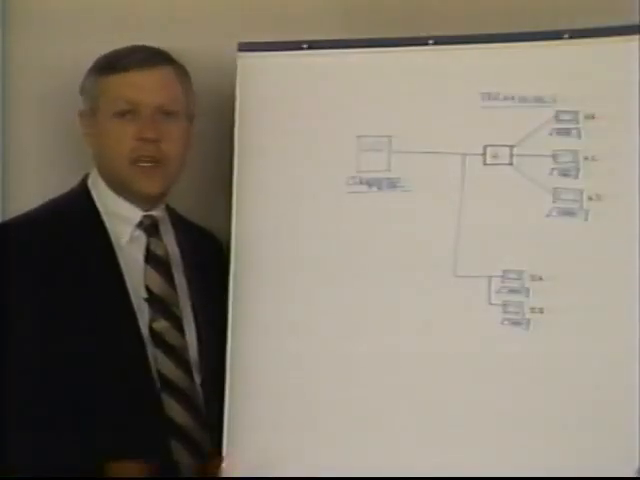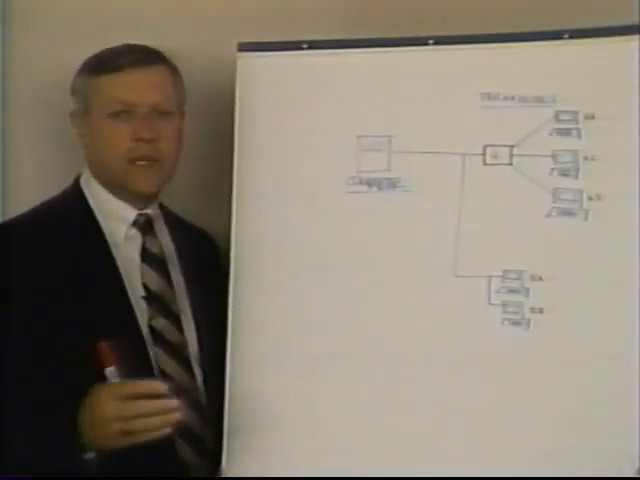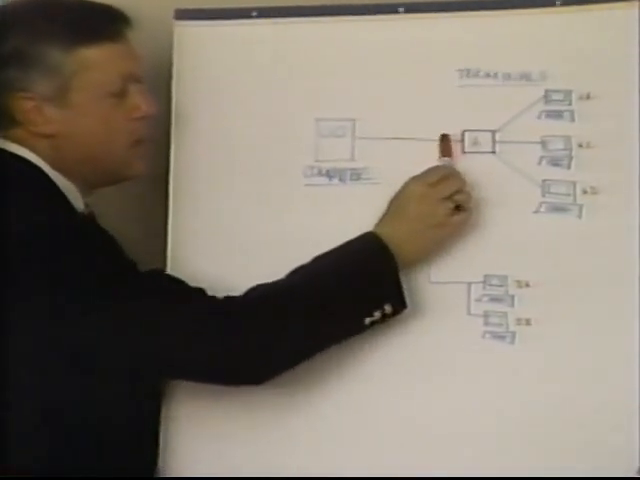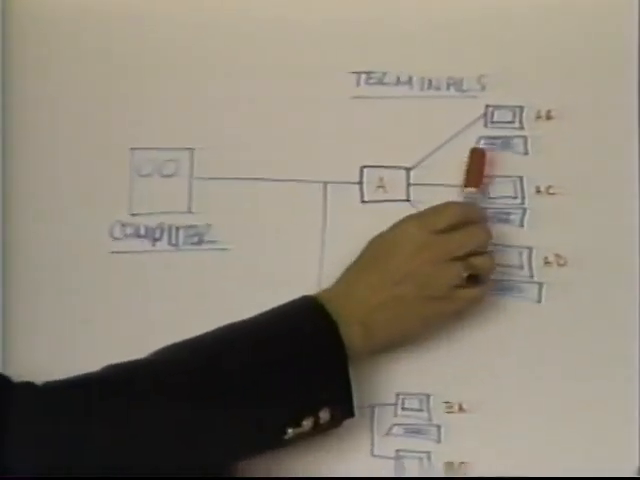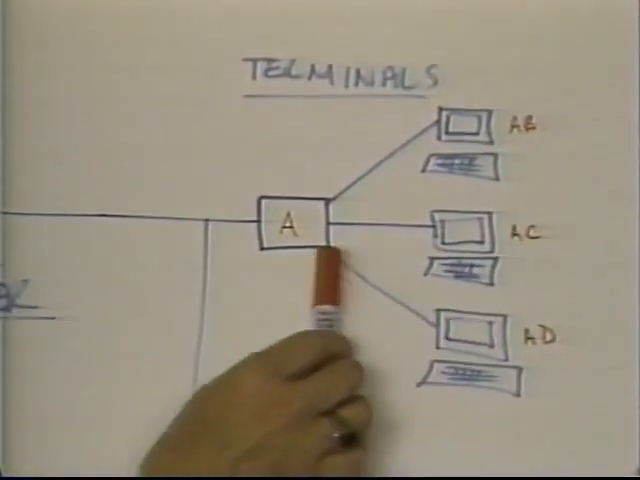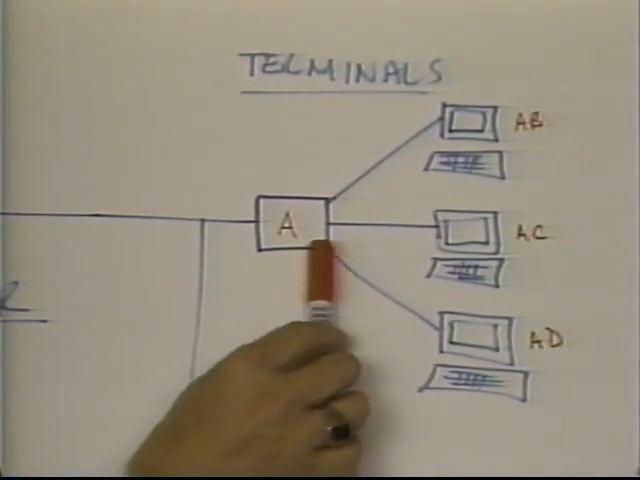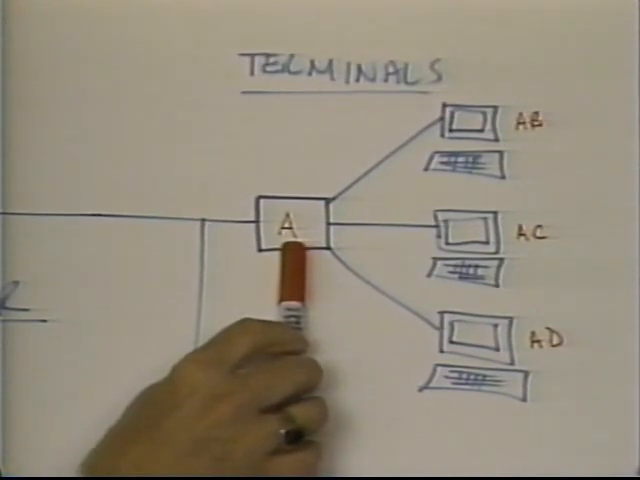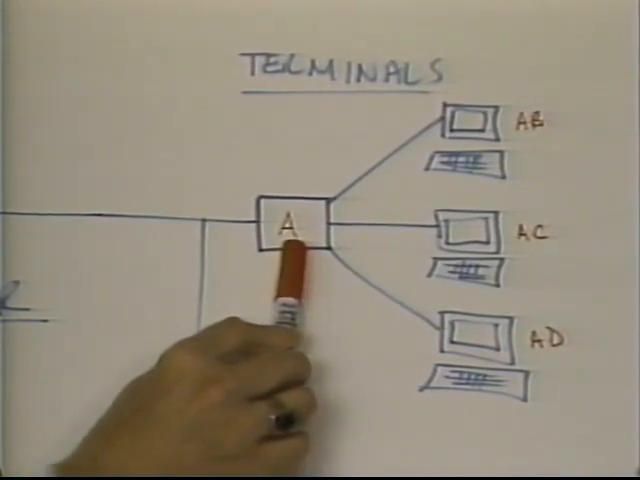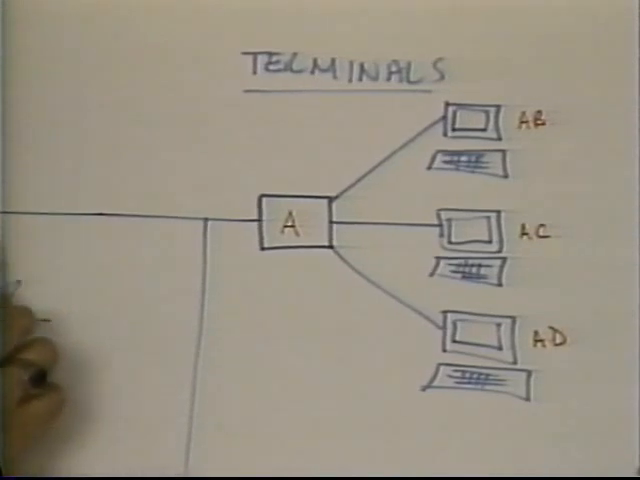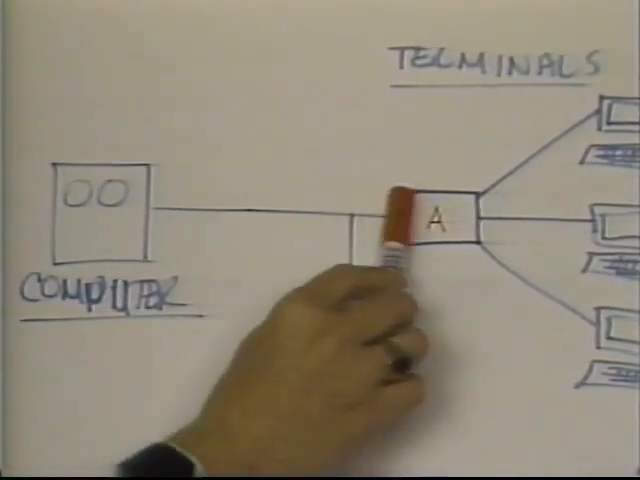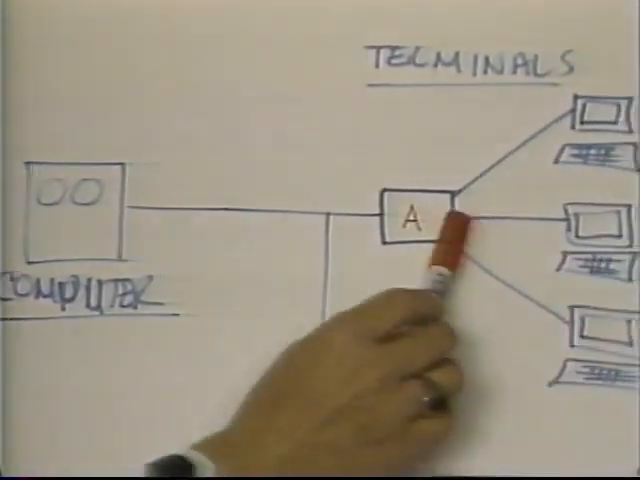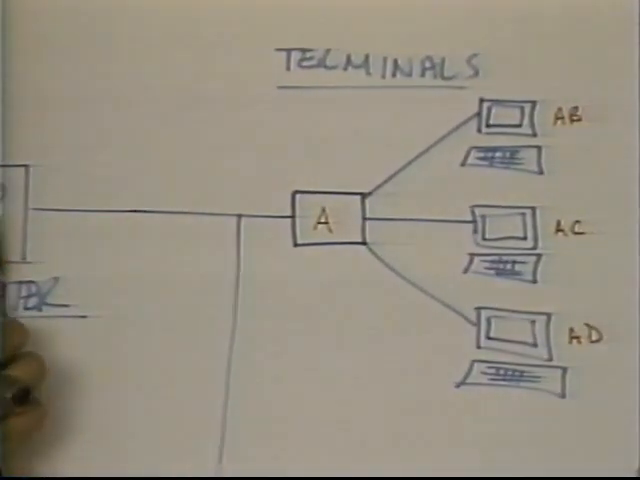There are variations to the standard protocol of just polling and selecting. If we look at this network here, we see a computer with a data link that goes out, and in this case we have 3 terminals that are hooked to what's called a controller. In this case, terminals AB, AC, and AD are connected to controller A, which corresponds to the first character of their address. When the computer wants to poll, instead of polling each terminal, it polls the controller. And the controller determines who has data to send and will send it on into the computer.